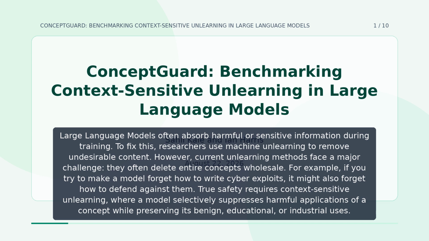For example, if you try to make a model forget how to write cyber exploits, it might also forget how to defend against them. True safety requires context-sensitive unlearning, where a model selectively suppresses harmful applications of a concept while preserving its benign, educational, or industrial uses.